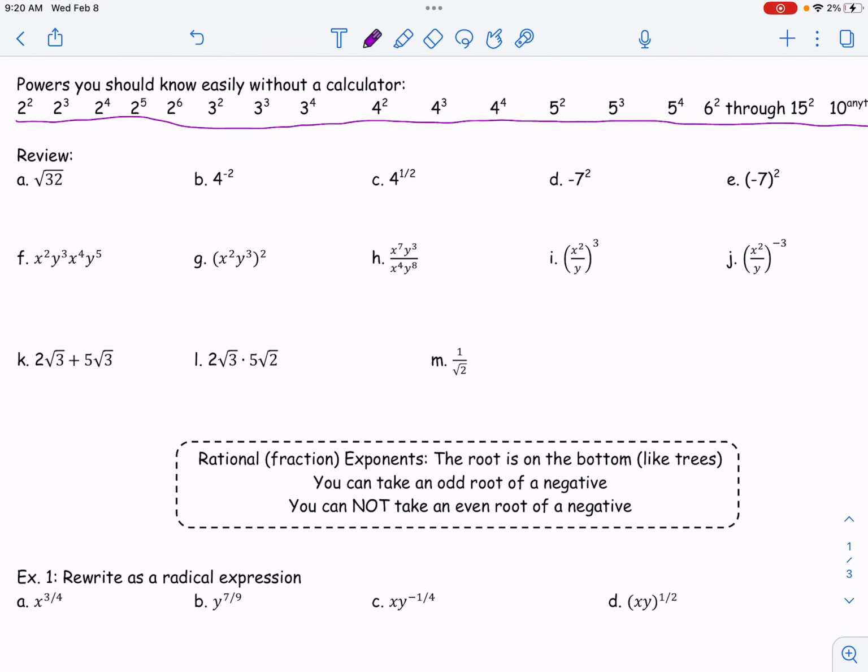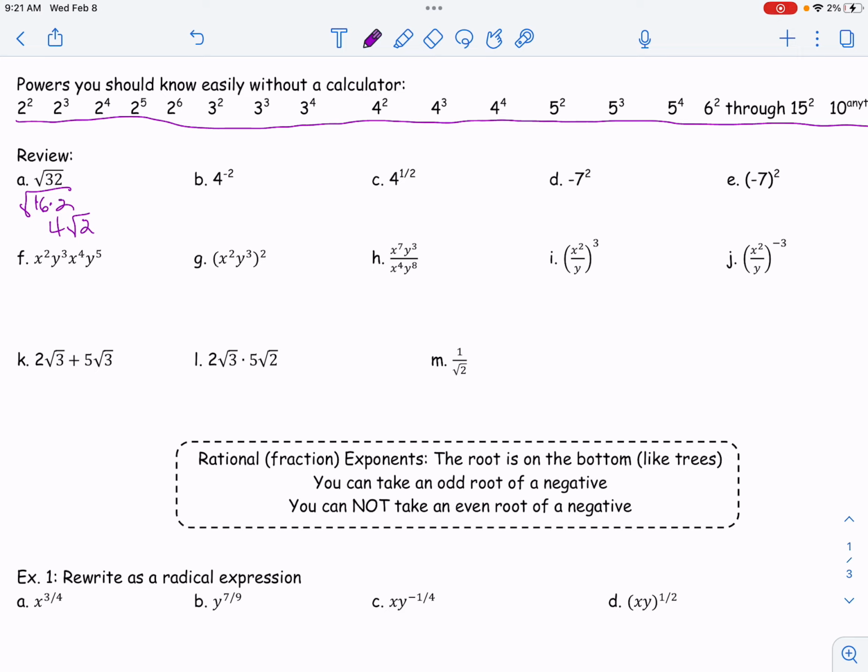We're simplifying root 32 the efficient way. You can think of the largest perfect square number that goes into 32, which would be 16. So that's 16 times 2. So root 16, that's 4 root 2.